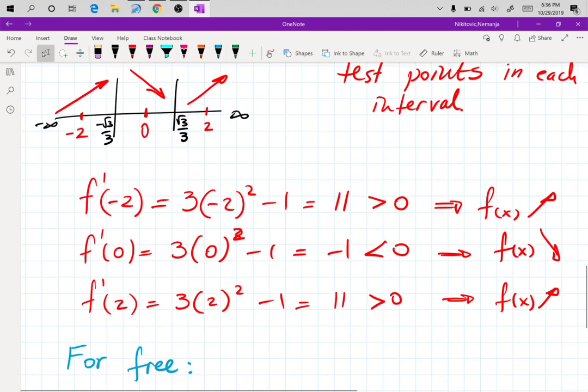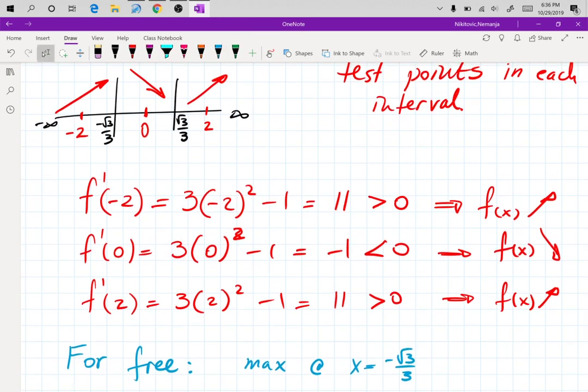What do we see for free? What's happening within min and max? Where's my min? Where's my max? Yes. So, max at x equals negative root 3 over 3, because you can see that the function goes up, and then when it reaches negative root 3 over 3, it's going to fall down. I can calculate the y value by placing negative root 3 over 3 into the original problem and figure out what the y is. But at least I know there is a max at that.